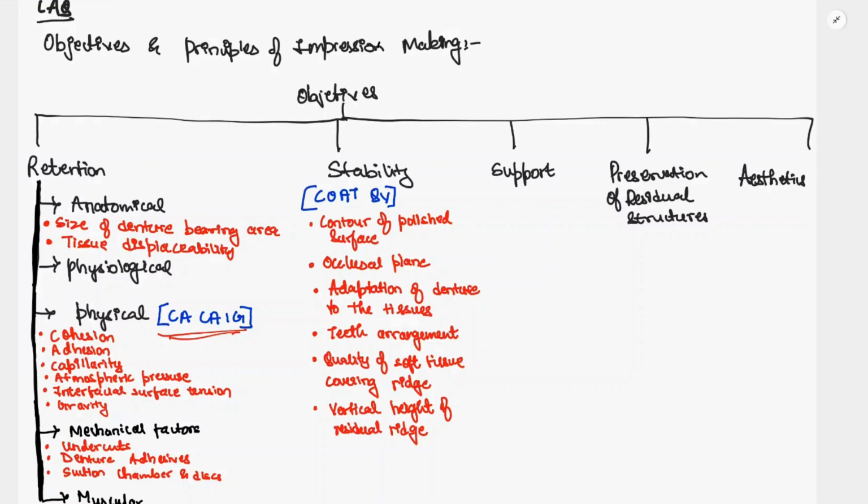Then we move on to stability. A short mnemonic for stability is COATQV. C stands for contour of polished surface. O stands for occlusion plane. A for adaptation of denture to the tissues. T for teeth arrangement. Q stands for quality of the soft tissue covering the ridge, and V stands for vertical height of the residual ridge. Then comes the support, preservation of the residual structures, and aesthetics.